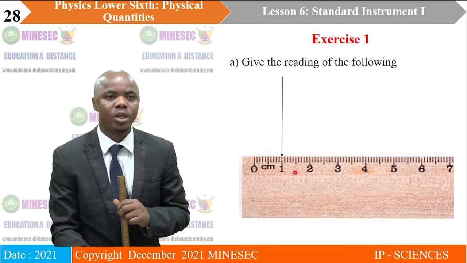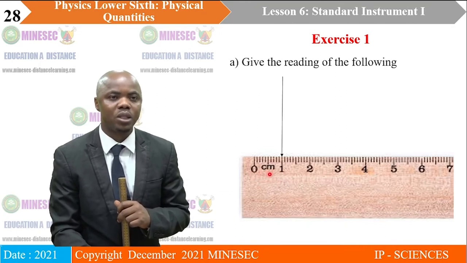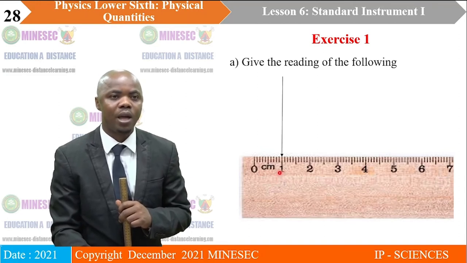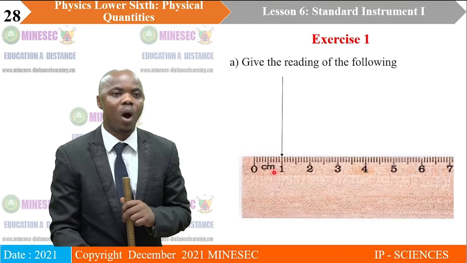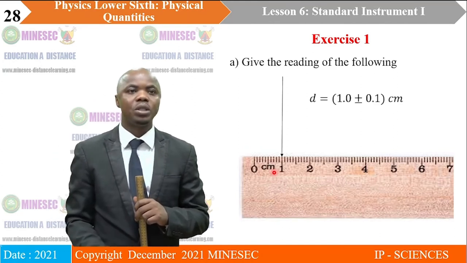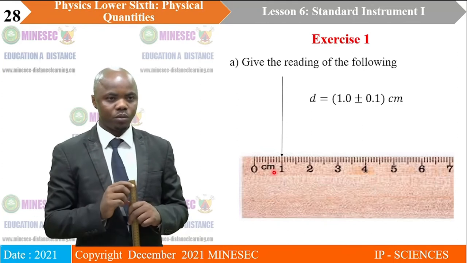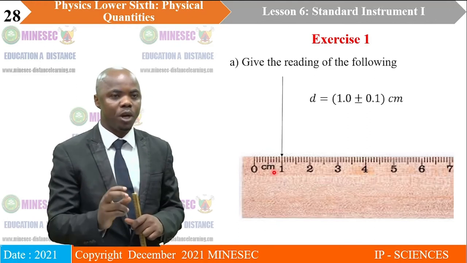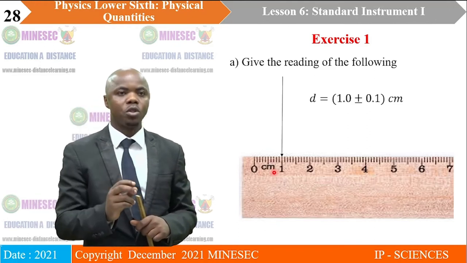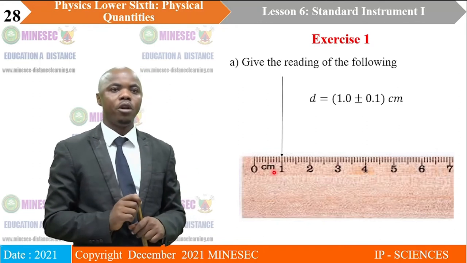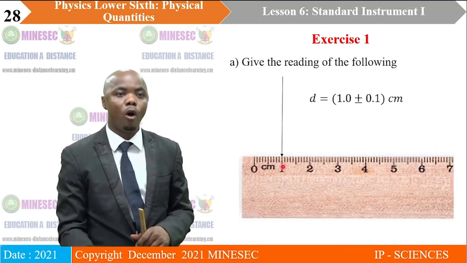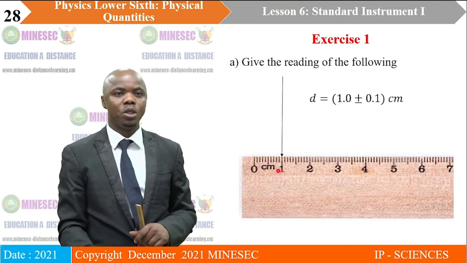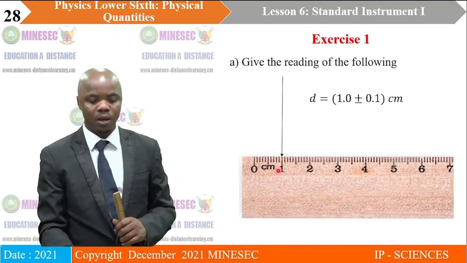If I look at my scale, I see that there are 10 spaces occupying one unit. Therefore, my precision will be 1 divided by 10, and our precision is 0.1 centimeters. Therefore, that reading is 1.0. And from our class of experimental physics, we add an uncertainty to the measurement, which is plus or minus the precision, 0.1. Therefore, this reading is 1.0, not 1, and we add the precision, which is 0.1 of a centimeter.